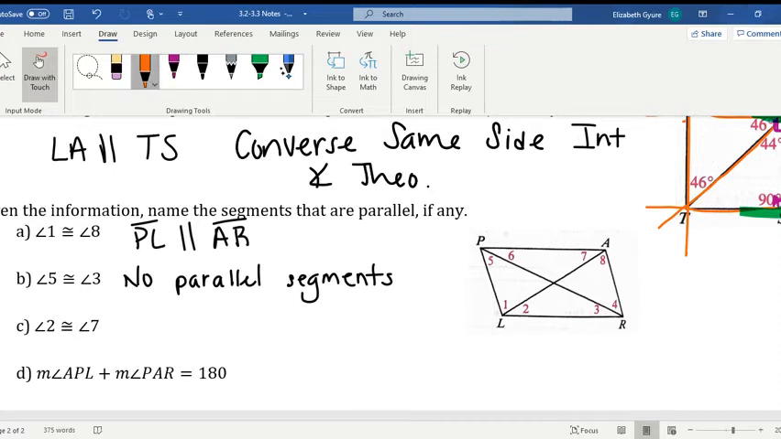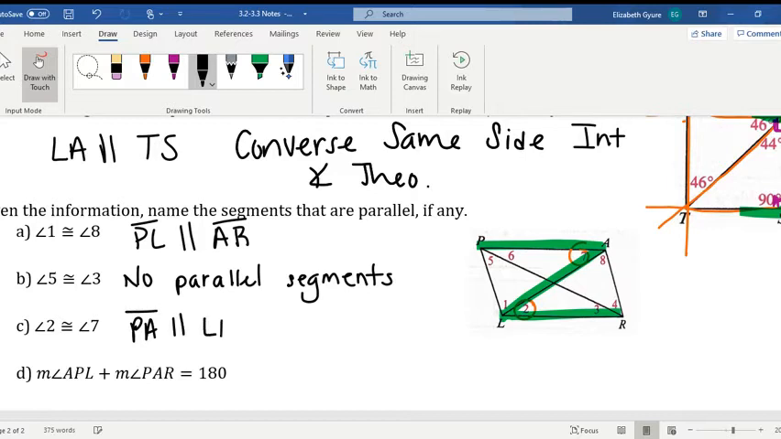All right, angle 2 and angle 7. Here, angle 7 is formed by segment PA intersecting with segment AL, and angle 2 is formed by segment AL intersecting with line LR. That means AL is your transversal that intersects PA and LR. And if you look, these are on opposite sides of the transversal. They are inside, on the interior of the two lines. So that means line segment PA would have to be parallel to LR since these two angles are congruent. These are alternate interior angles. So since our alternate interior angles are congruent, segment PA would be parallel to segment LR.